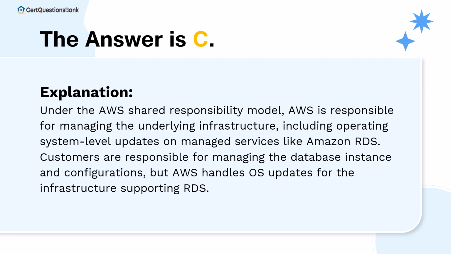Under the AWS shared responsibility model, AWS is responsible for managing the underlying infrastructure, including operating system level updates on managed services like Amazon RDS. Customers are responsible for managing the database instance and configurations, but AWS handles OS updates for the infrastructure supporting RDS.